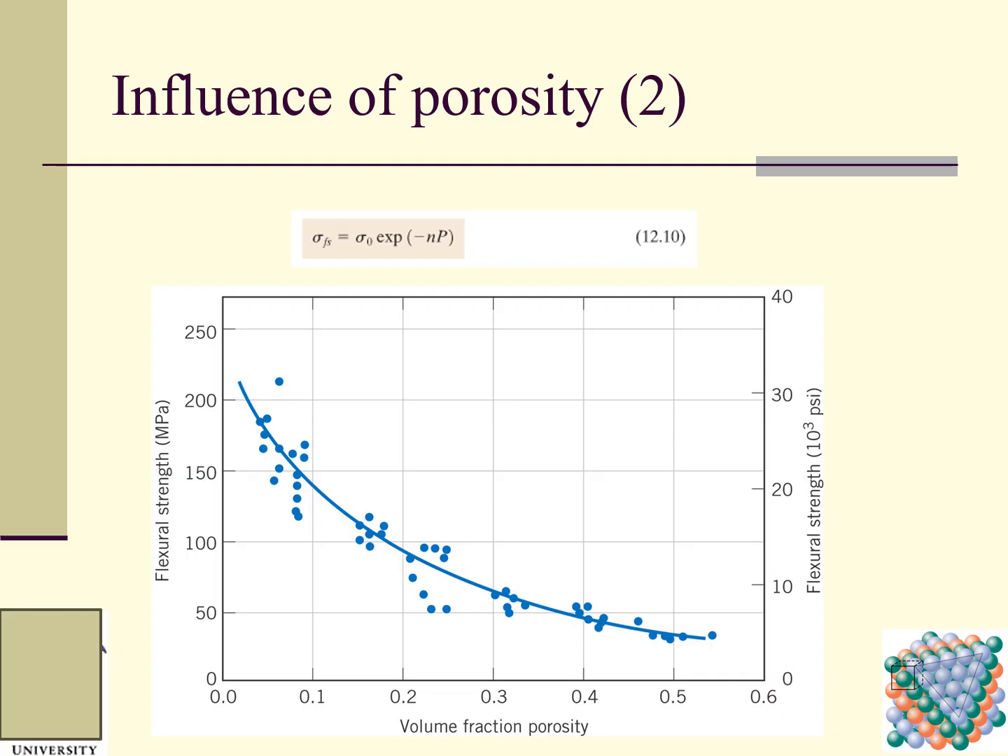You can see sigma_fs is also substantially influenced by the porosity. You can see it goes down very, very quickly. Again, these tiny circles stand for the experimental data, and this curve is the best fitting curve.